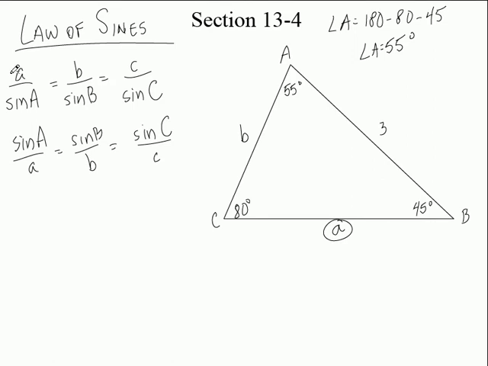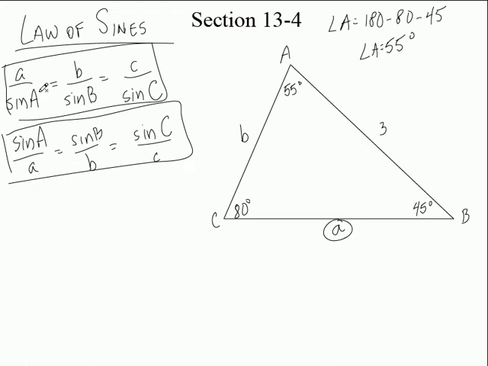Now, which one would I use? Would I use this top format or this bottom format right here? I'm trying to solve for side A. Yeah, I would use the top one because I'm trying to solve for side A. That's on top. It just makes it kind of easy. So watch. I'm going to put A over the sine of angle A. Now, do I know angle A? Sure I do. It's 55. So I can just put that right there.